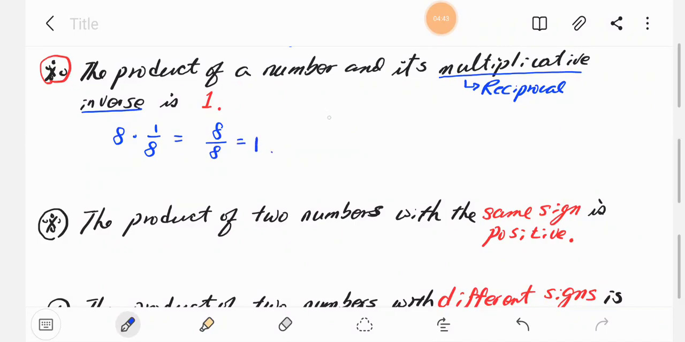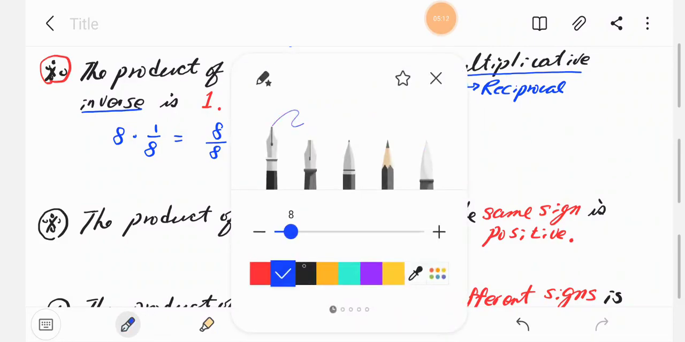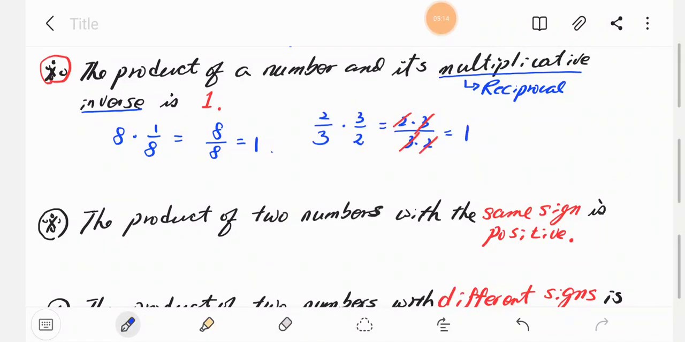Or if there is a number, let's say 2 over 3, its reciprocal or multiplicative inverse, this fraction, is 3 over 2. Switch top and bottom. Then the product will be equal to 1, right? 2 times 3, 3 times 2, and the others cancel out. So we got 1, right? 1.